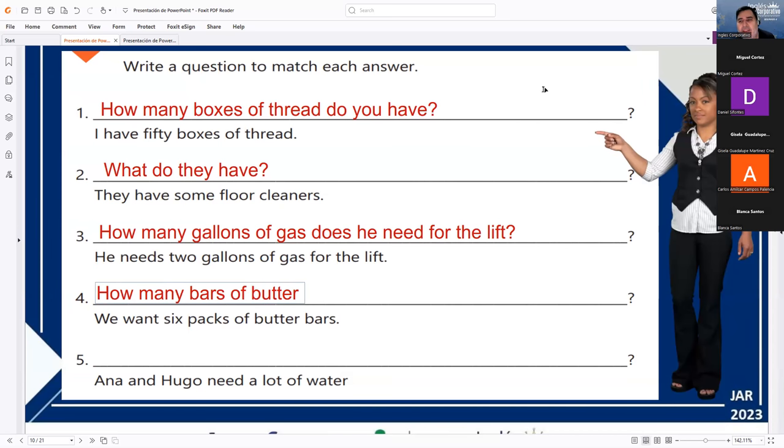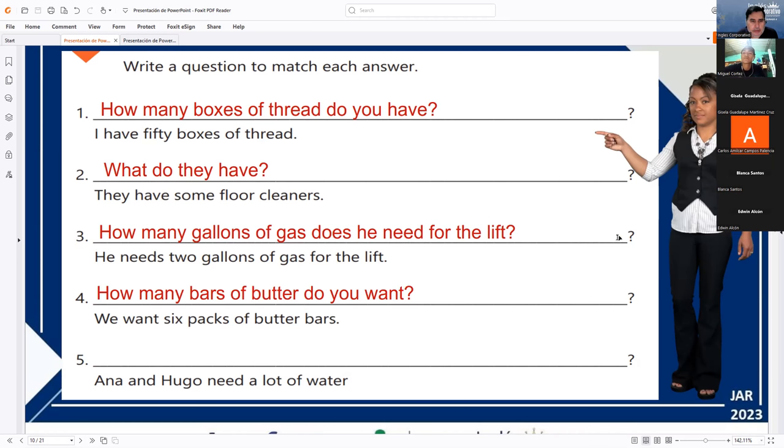However, normally for quantifiers, you say cans of soda, bottles of water, glasses of water, bars of butter, bars of soap, bars of chocolate, etc., rather than butter bars. Butter bar is only telling us what kind of bars we're talking about. But here the purpose is to count. For that reason, it has to be bars of butter. How many bars of butter do you want? It's like, how many bars of soap do you need? How many gallons of gas do you need? So, measurement unit of and the item, okay?